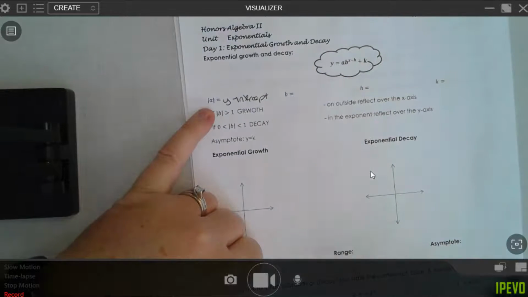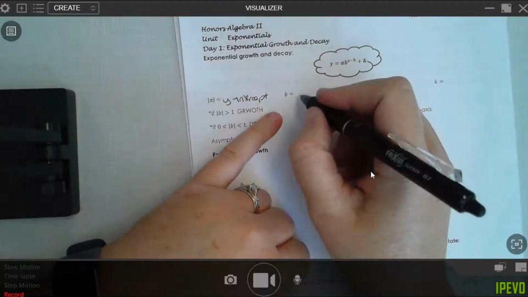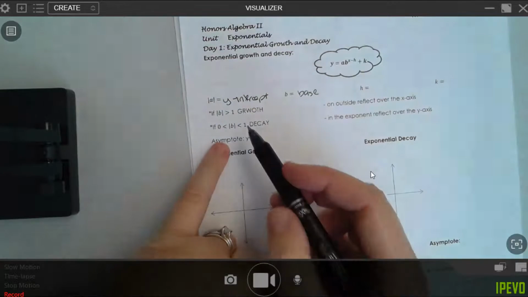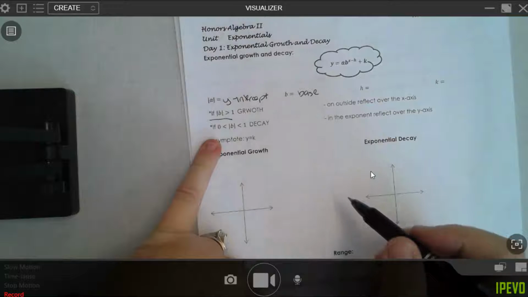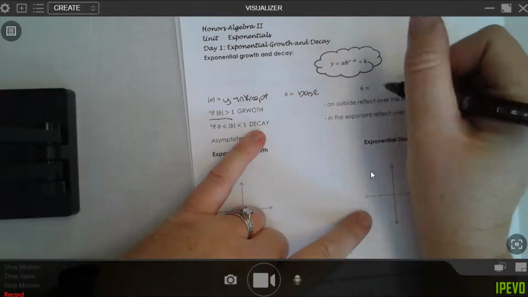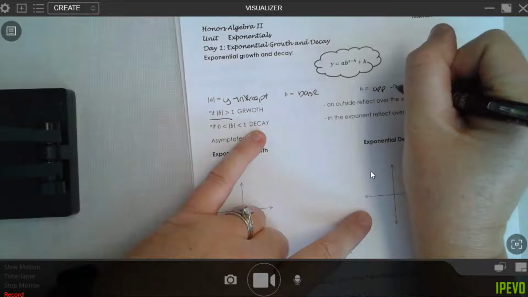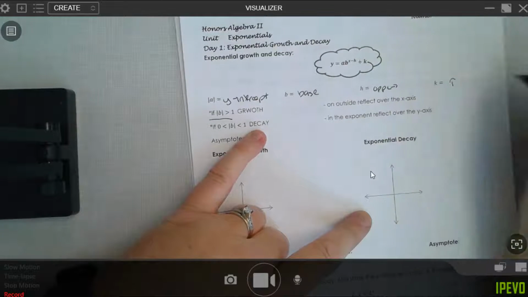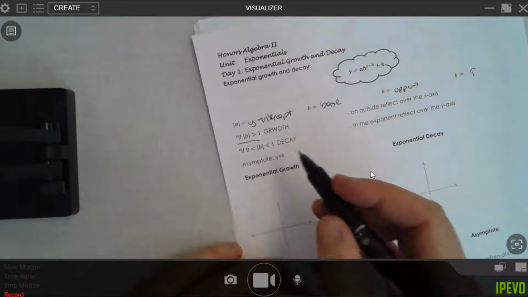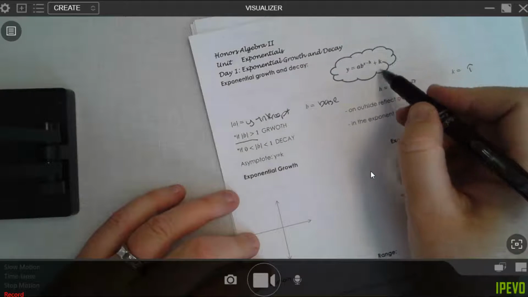The y-intercept can change if you move up and down. And b is your base, and that determines if it's a growth or a decay. So it tells you down here, if b is bigger than 1, we have a growth. If b is less than 1, we have a decay. H moves opposite of whatever we see, left and right, and k always moves our graph up and down. So we have an asymptote at y equals k.